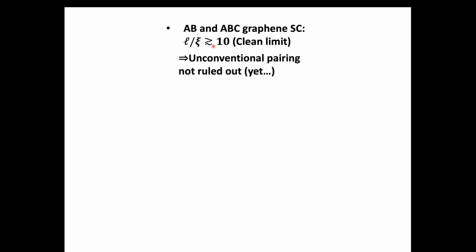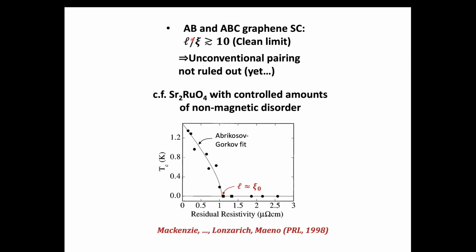And the fact that this is so deep in the clean limit means that non-S-wave or unconventional superconductivity is not ruled out, is not out of the game from step one in this system. The most beautiful example that I know of this is what happens in strontium ruthenate, where early on there was this beautiful experiment. They noticed that different samples have a different Tc, and they managed to introduce disorder in a very, very controlled way.